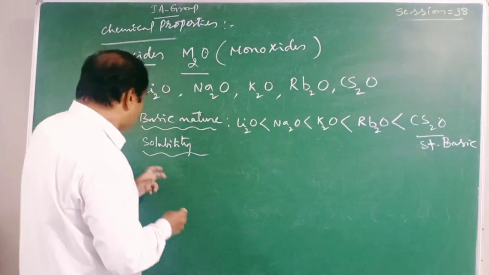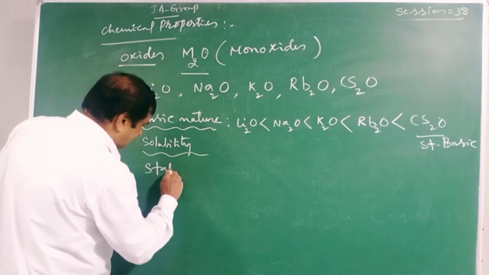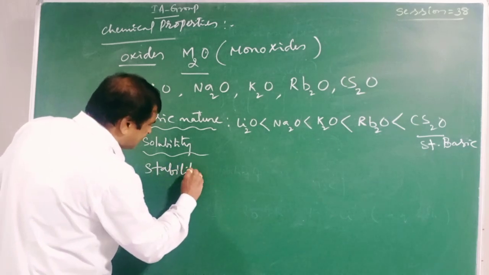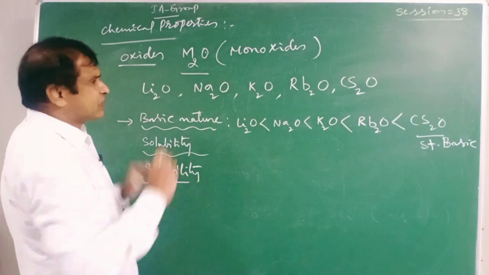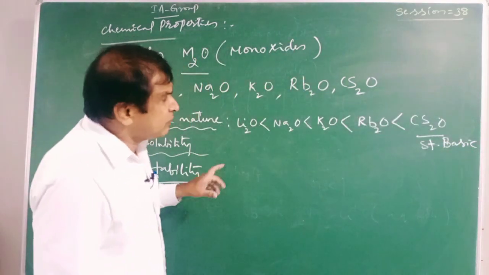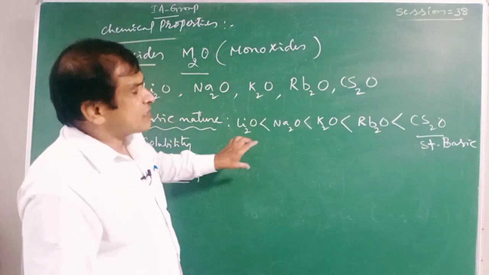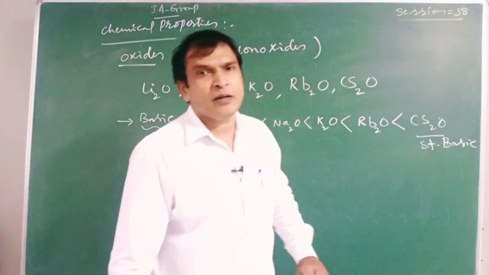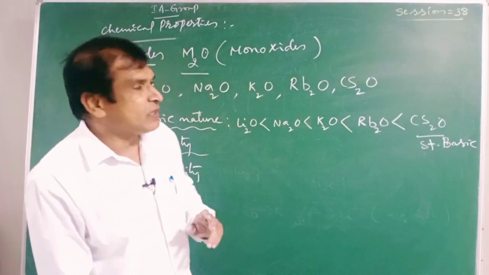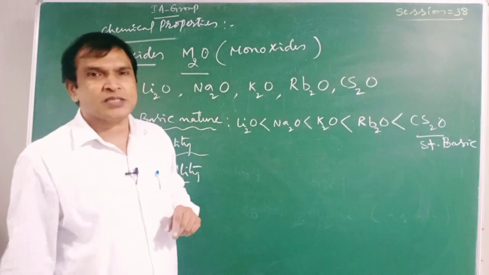Okay, and we have stability also. Stability of these oxides also increases from top to bottom. As the atomic size increases, the stability of the oxide also increases. So cesium oxide is more stable. Stability increases and basic strength increases. So solubility also increases down the group.